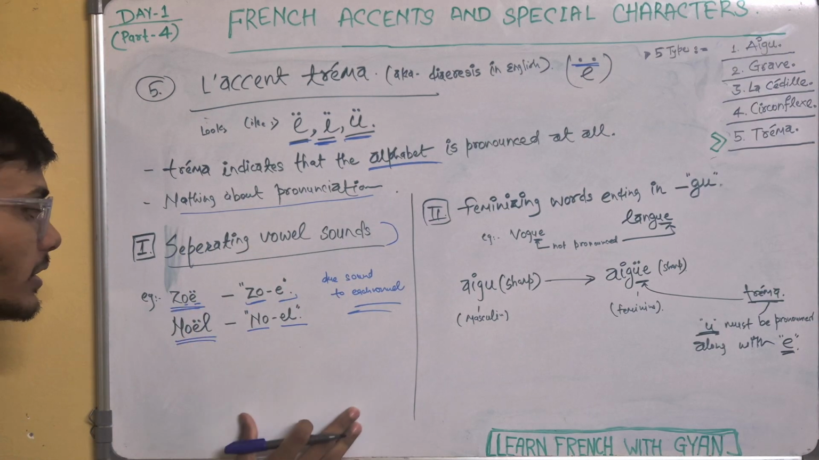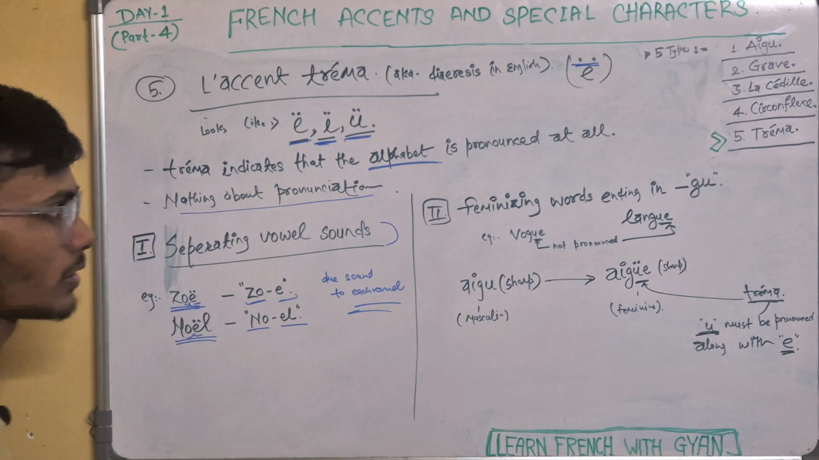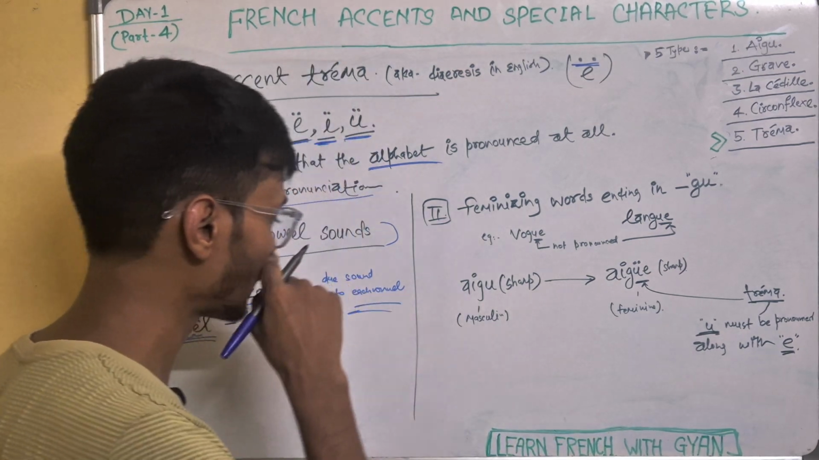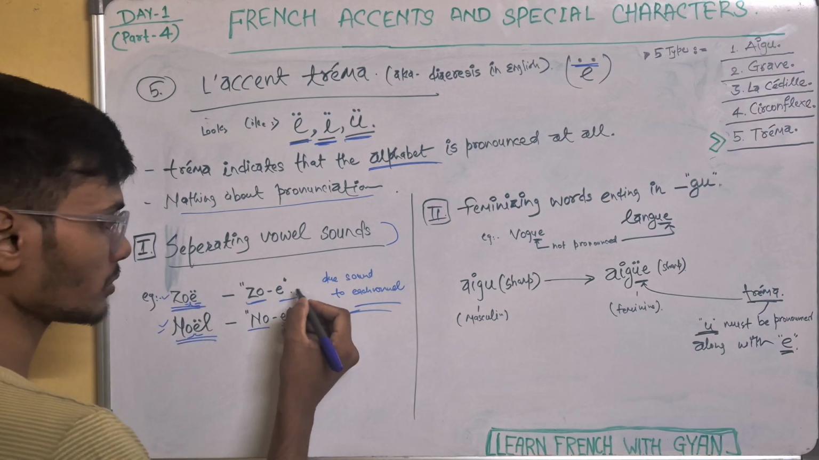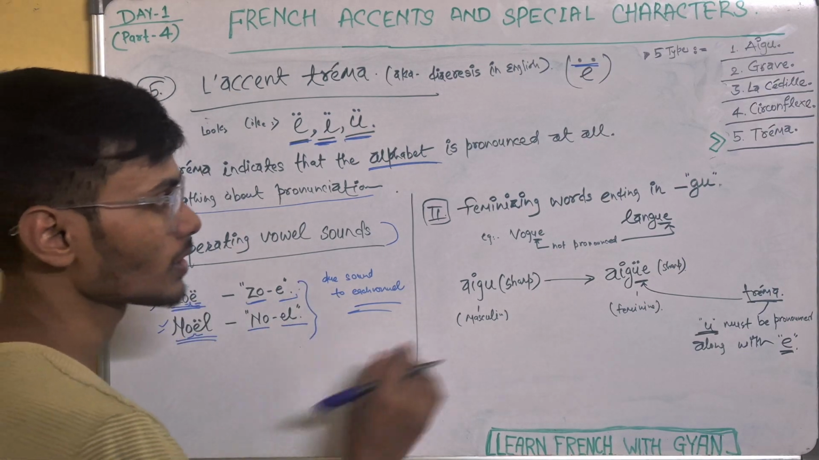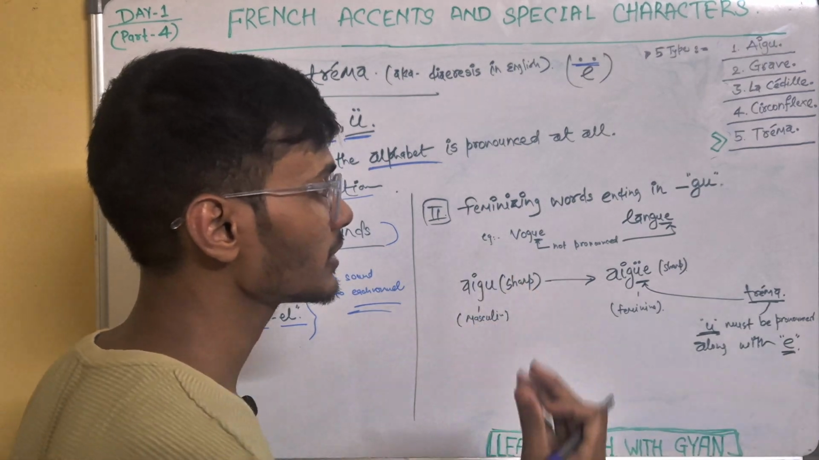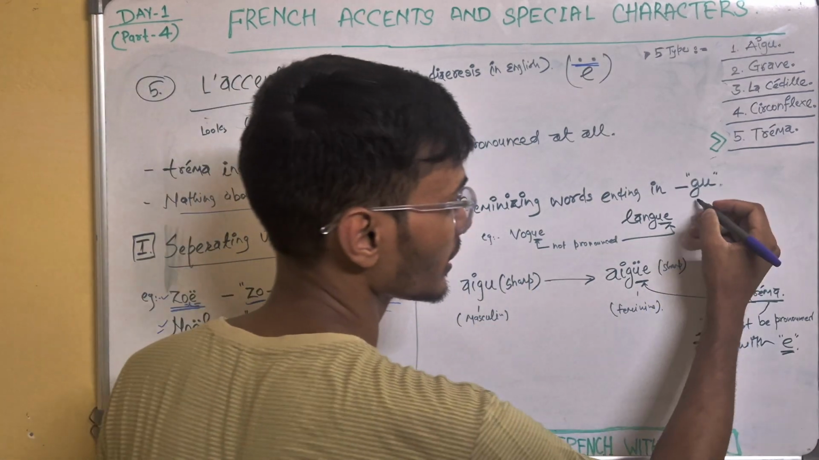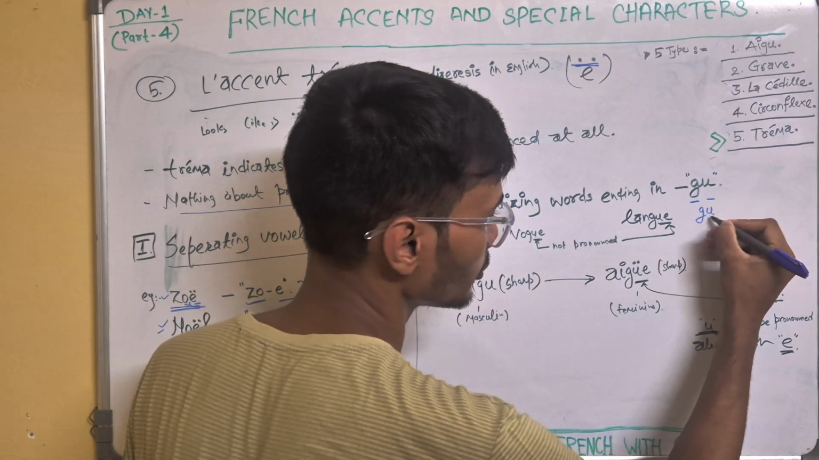Very easy to get here: two vowels separated phonetically. They are written in the same way, but pronounced in this format. So the second utility of the trema is feminizing words which end with g and u. So g and u ending words.